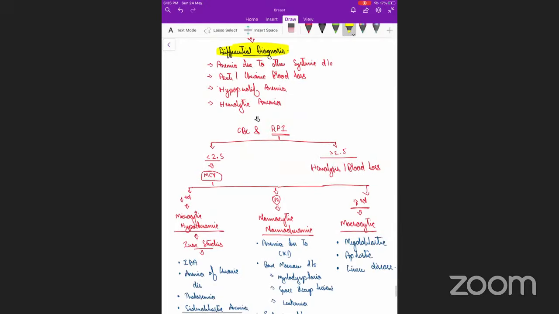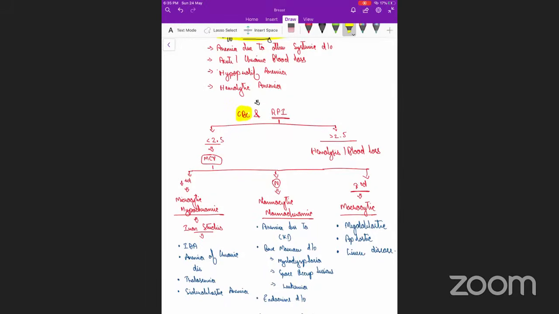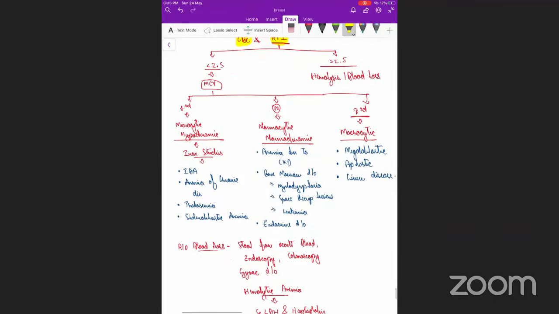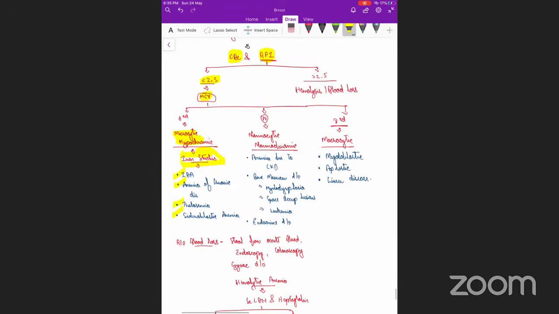After the differential diagnosis, you confirm anemia with CBC. Then we do the reticulocyte production index, less than 2.5 or greater than 2.5. If it is less than 2.5, you measure MCV. If MCV is decreased, it is microcytic hypochromic anemia, with its 4 causes, which you can think of after doing iron studies. If MCV is normal, then it is normocytic normochromic anemia with its causes. If it is increased, it is macrocytic anemia along with its causes, and there are specific tests for each.